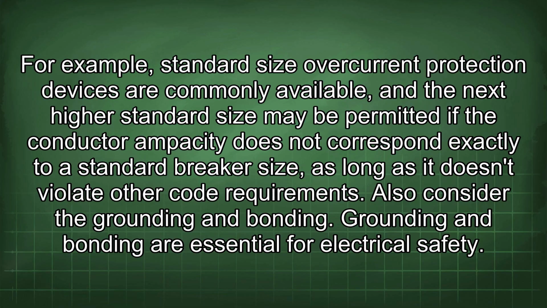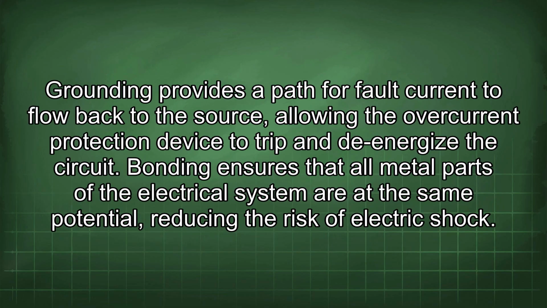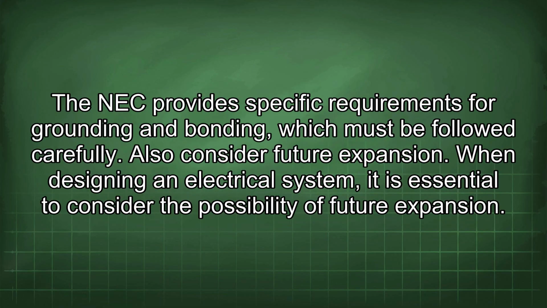Grounding and bonding are essential for electrical safety. Grounding provides a path for fault current to flow back to the source, allowing the overcurrent protection device to trip and de-energize the circuit. Bonding ensures that all metal parts of the electrical system are at the same potential, reducing the risk of electric shock. The NEC provides specific requirements for grounding and bonding, which must be followed carefully.